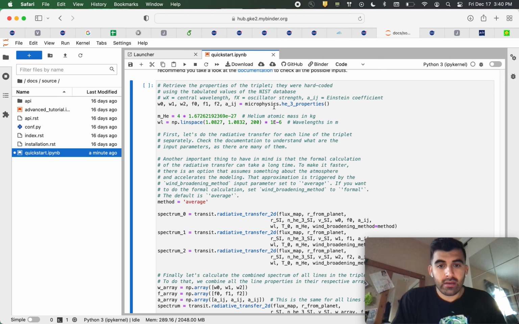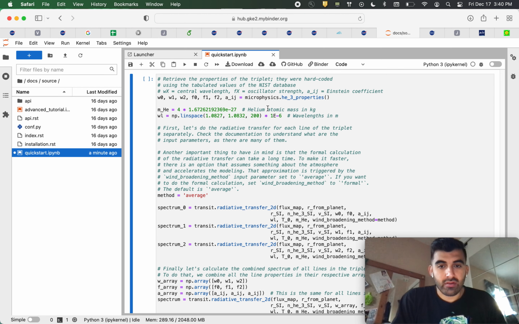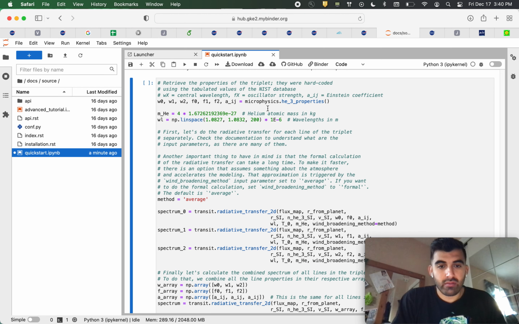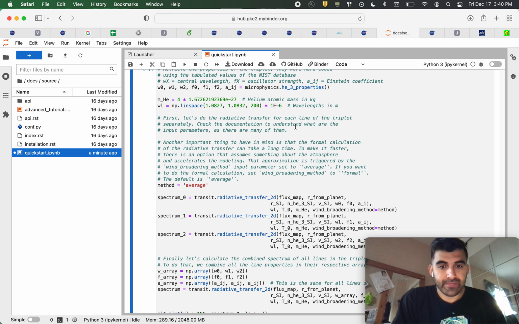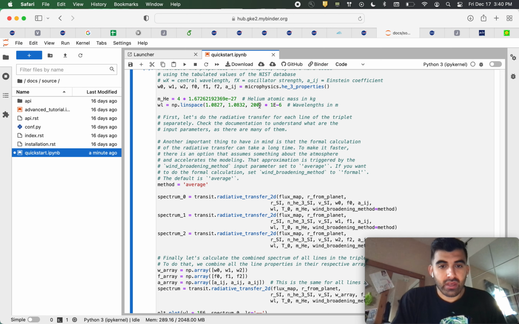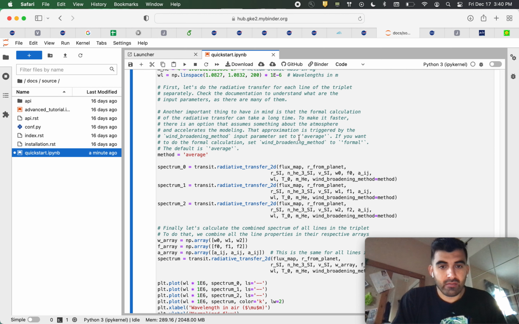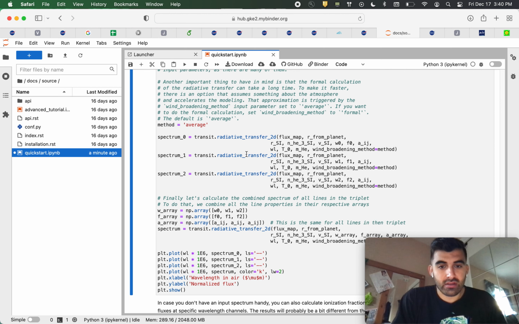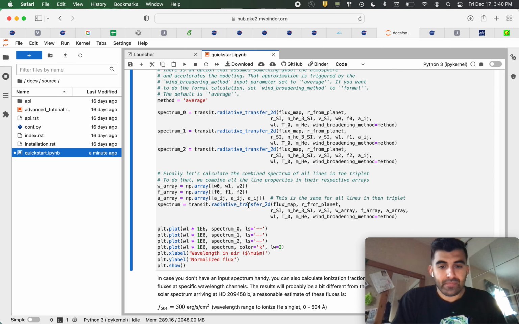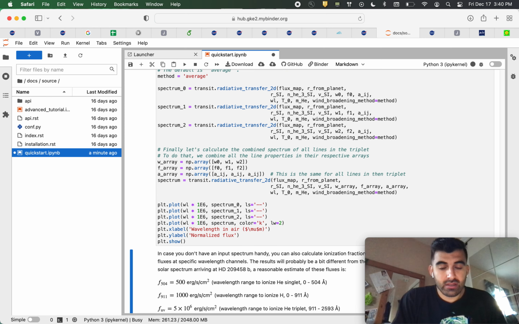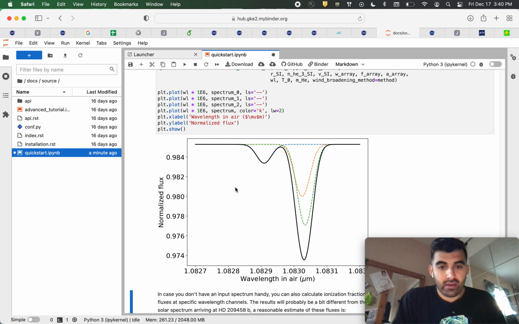So down here, as you can see, the W's correspond to wavelengths, and the F's correspond to oscillator strength. And so using microphysics, we are going to input our helium triplet parameters, we're going to input our helium triplet properties. Down here, we will give the helium atomic mass in kilograms and wavelength in microns. Then we will do our radiative transfer calculation down here. And so let's go ahead and run this and see what our plot looks like. And this is it. This is the transit signal.